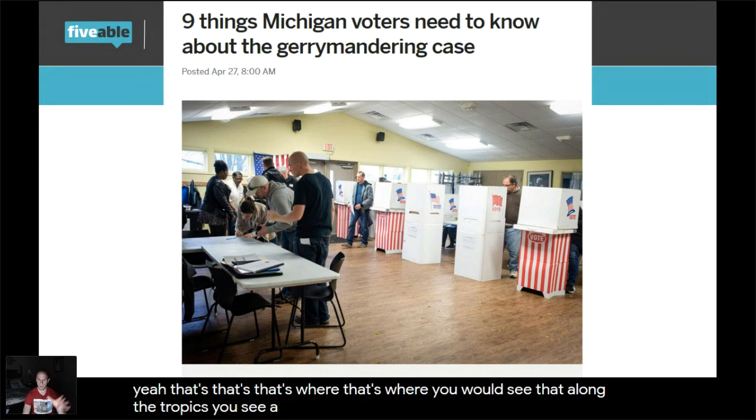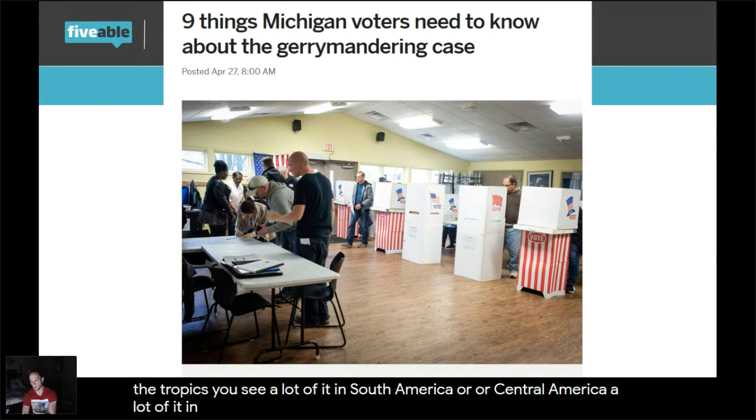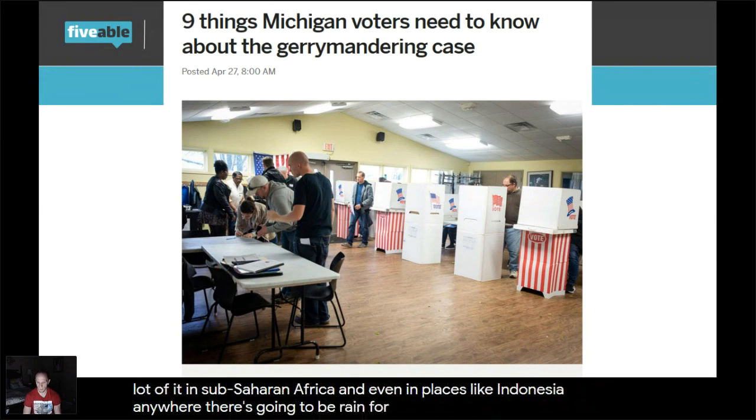You see a lot of it in South America or Central America, a lot of it in Sub-Saharan Africa, and even in places like Indonesia. Anywhere there's going to be rainforest, you're going to see some of that.